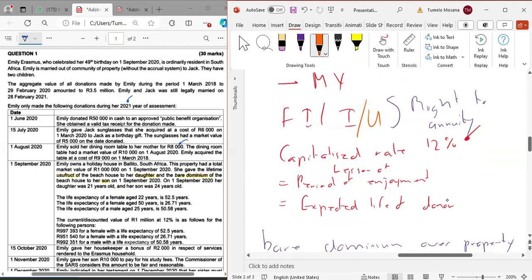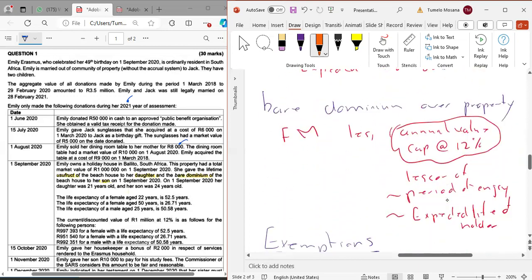Okay, where should I go? If I can just see the bare dominium. Yeah, it's a period of enjoyment. We will correct each other. Let's give it a shot.